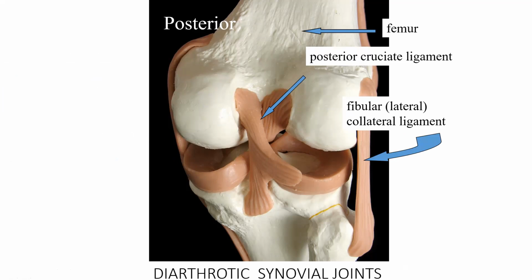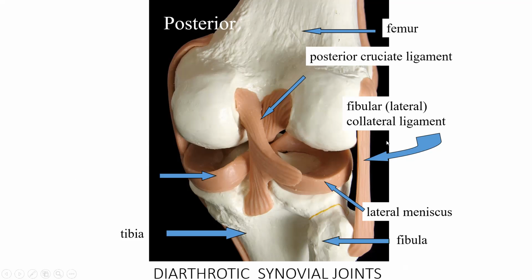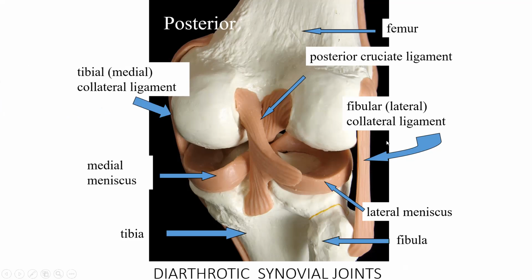There is the lateral collateral ligament. It's on the lateral side. That's why it's the lateral collateral or the fibular collateral ligament. The lateral meniscus, the fibula. If it's on the side of the fibula, it's got to be the lateral meniscus, the lateral ligament. Fibula is always on the outside. There's the tibia. There's the medial meniscus. There is the medial collateral ligament or tibial collateral ligament, either one.